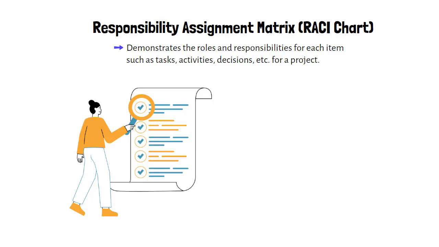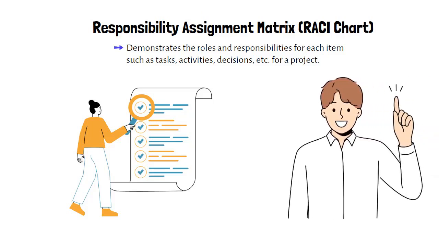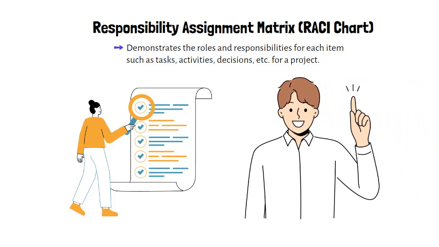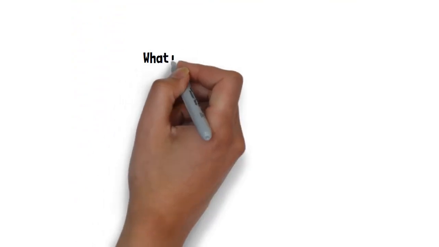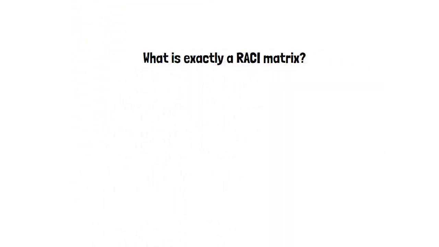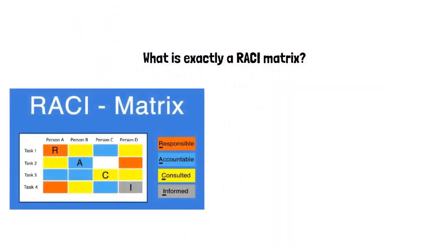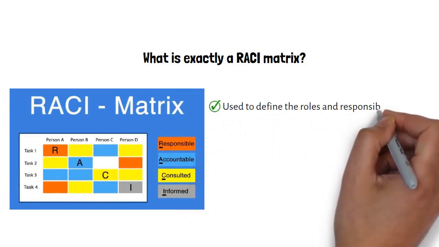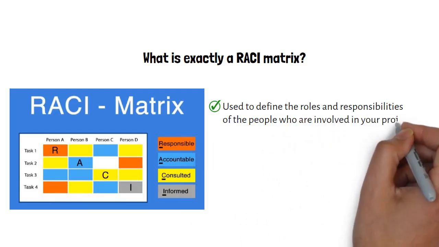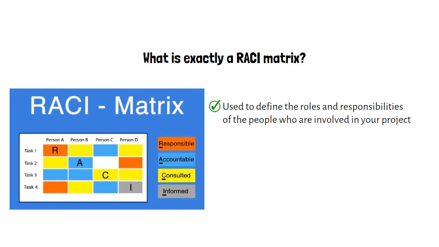As a project manager, you can obtain many benefits by creating a RACI matrix by knowing who's doing what. Although having a RACI matrix makes your life easier, it might be difficult to create it at the beginning of a project. What is exactly a RACI matrix? A RACI chart is a project roles and responsibilities matrix. It is used to define the roles and responsibilities of the people who are involved in your project. It covers 4 responsibilities that are responsible, accountable, consulted, and informed.